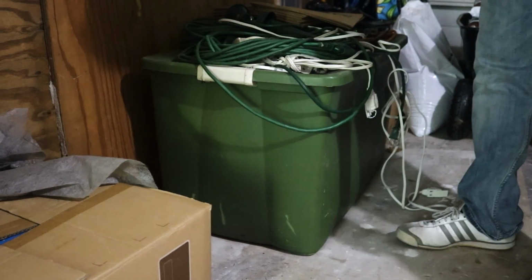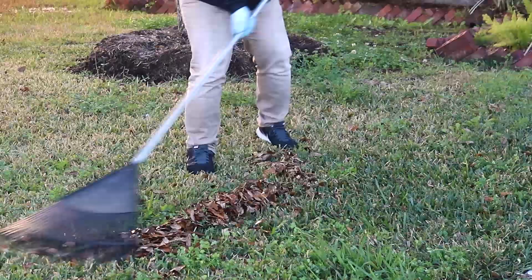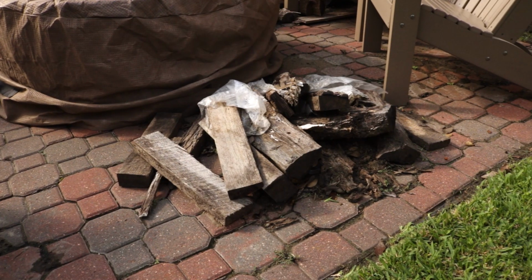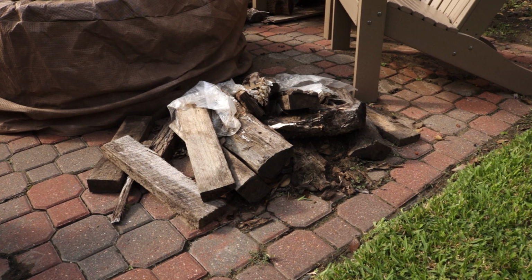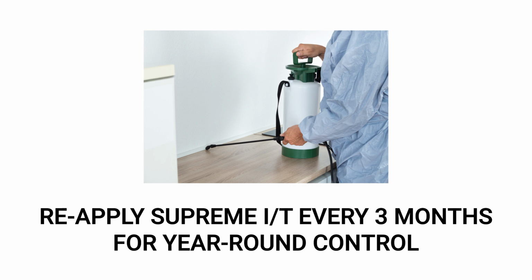Continue to pick up and clean inside and outside of your home to get rid of any potential spider harborages. Rake the lawn regularly, pick up any debris, and keep firewood properly stacked away from your home's foundation. Finally, keep up with timed reapplications of Supreme IT. Supreme IT has a 90-day residual effect, so we recommend you spray quarterly to keep pests away year-long.